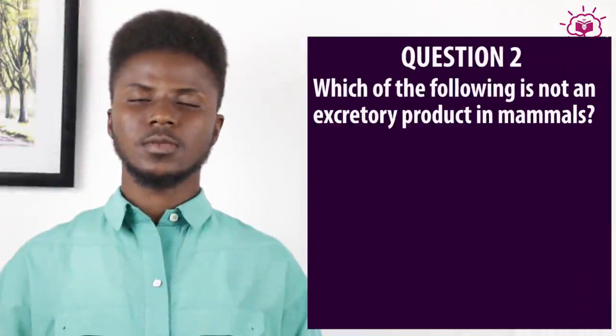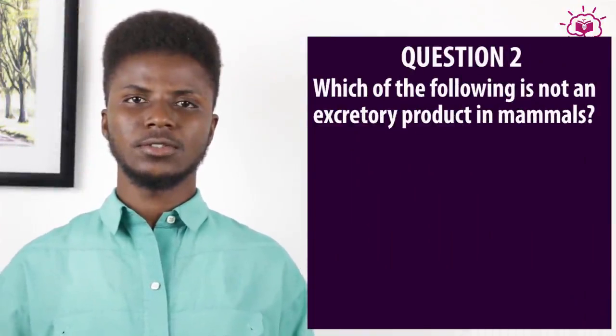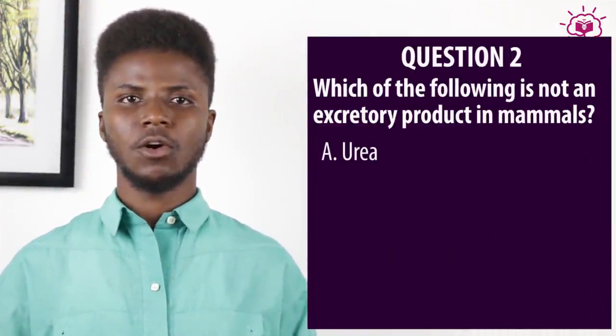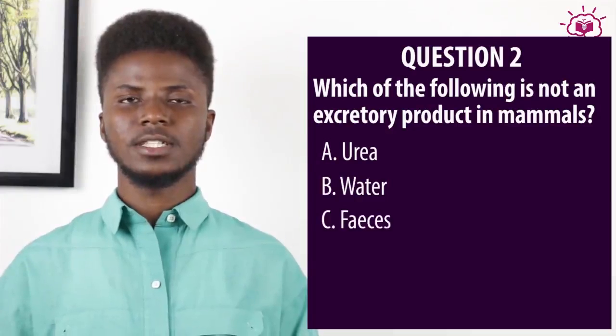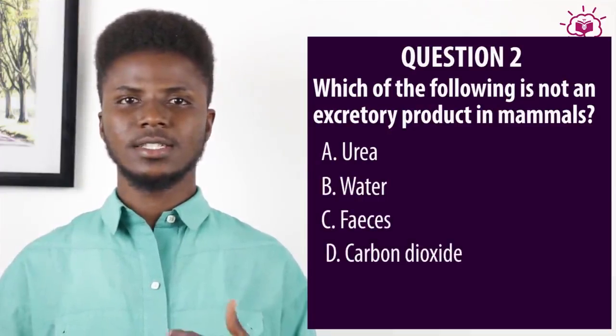This question states, which of the following is not an excretory product in mammals? A. Urea, B. Water, C. Feces, and D. Carbon dioxide. And the answer is C.